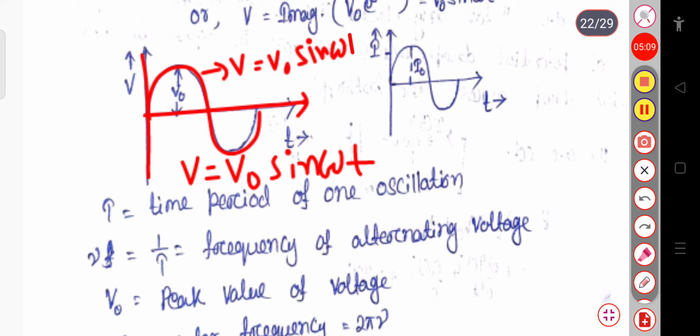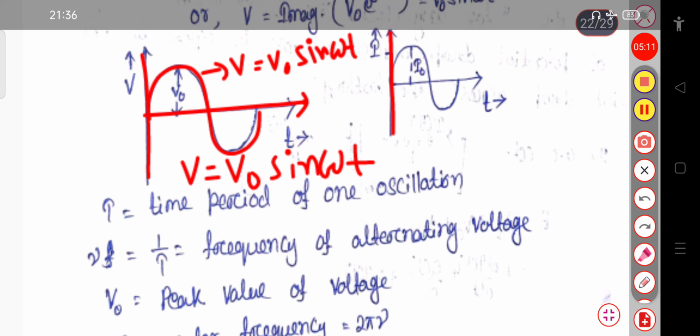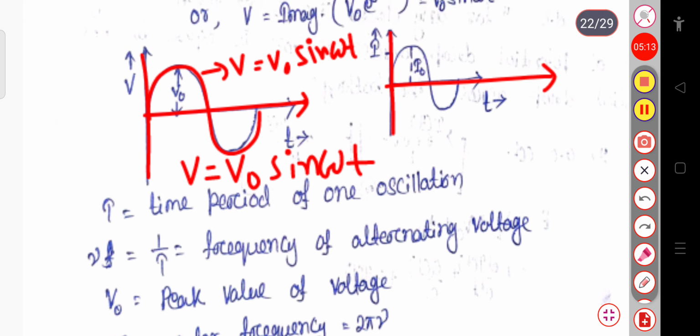And similarly, if I plot a curve between the current and the time, it will also vary like this, that is, I equal to, let me write small i because I am representing the alternating current here, I equal to I naught sin omega t. So this is basically the representation of the potential versus time curve, and we can say the current versus time plot.